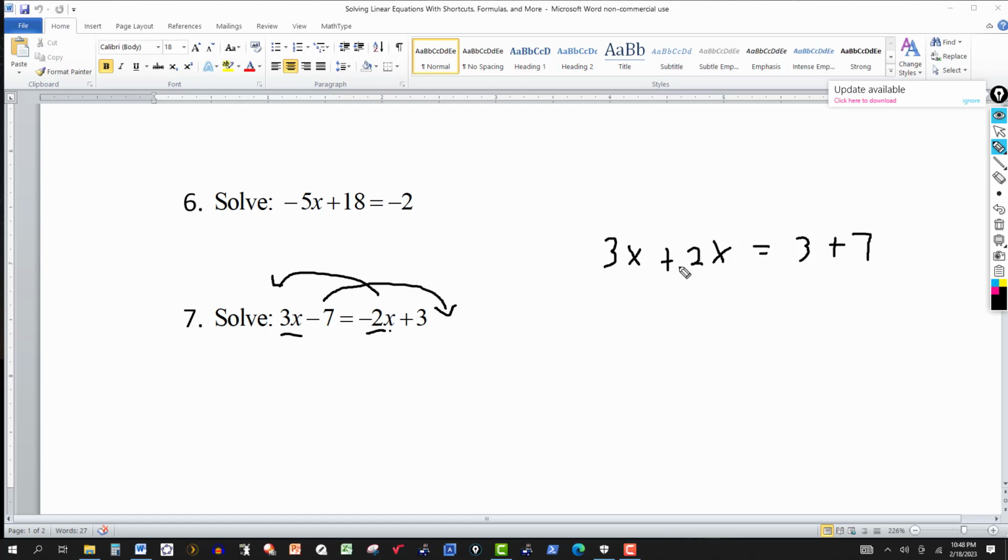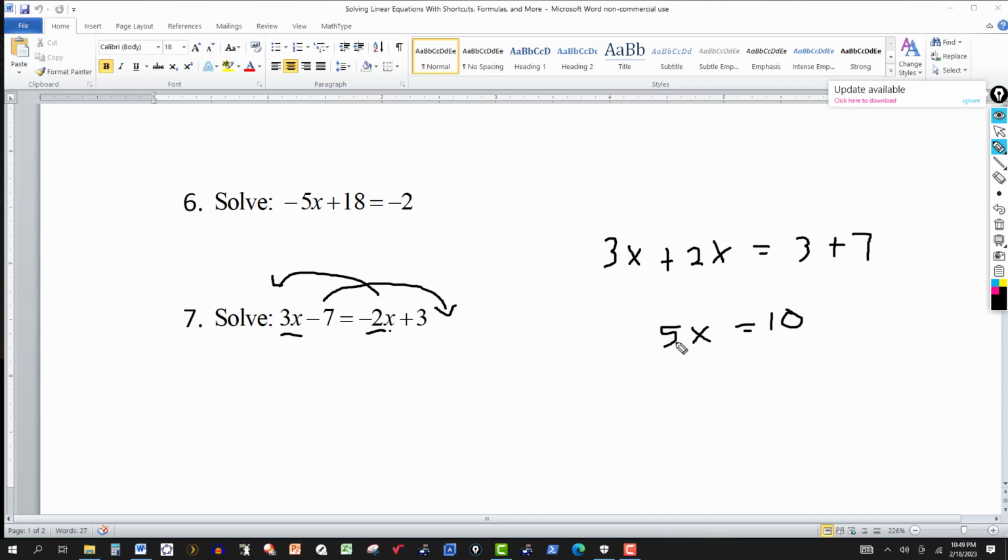We have 3x and 2x. It's like 3 apples and 2 apples is 5 apples. In this case, 3 and 2 is 5x. 3 and 7 is 10. So all we're doing is breaking it down, simplifying it until we get the x by itself.